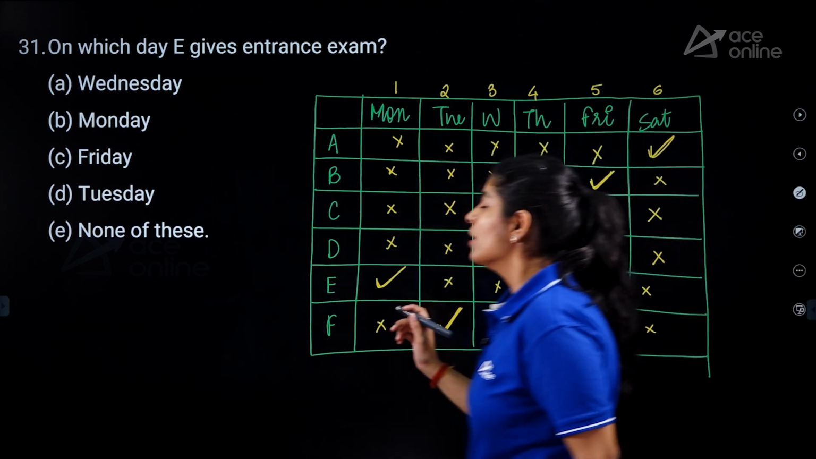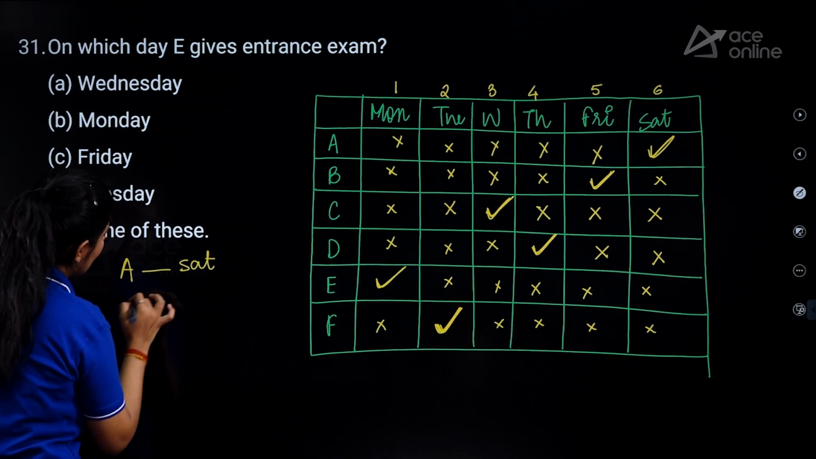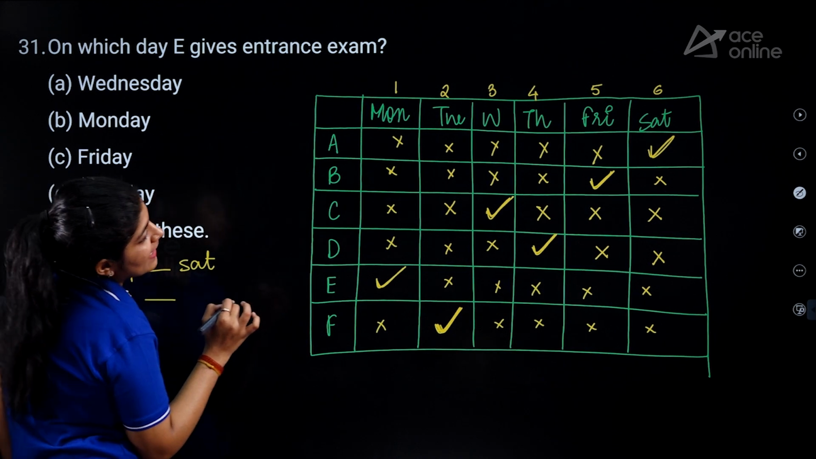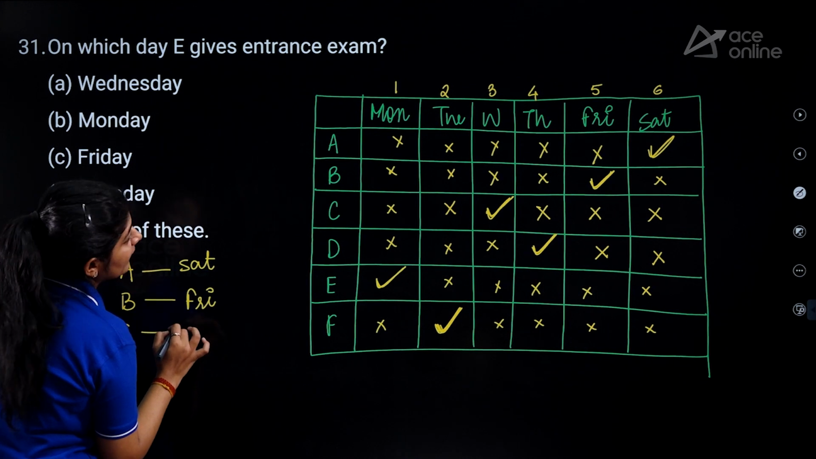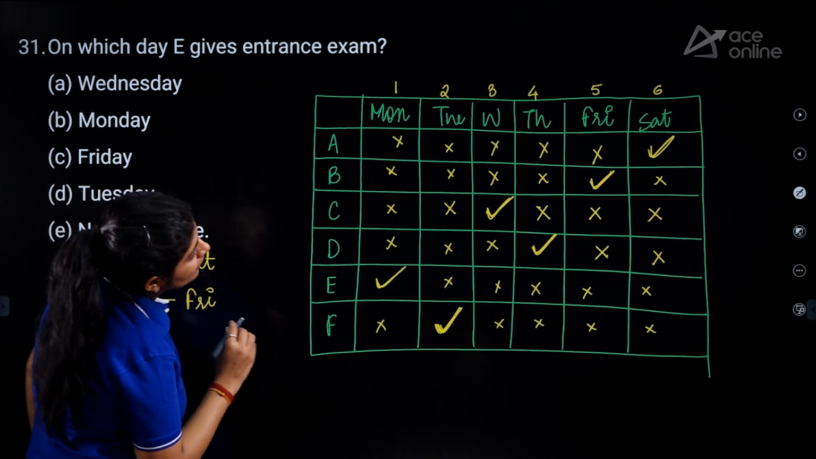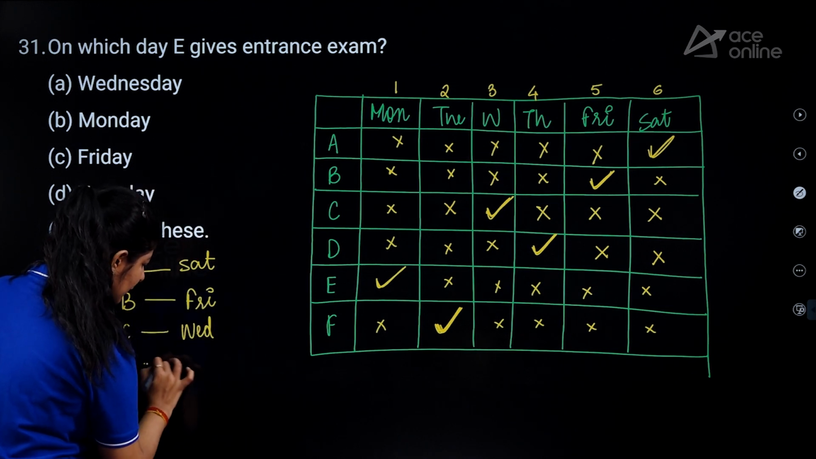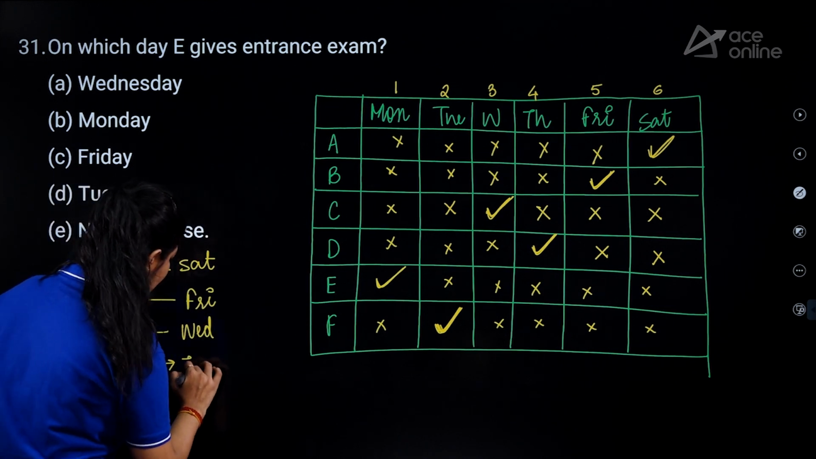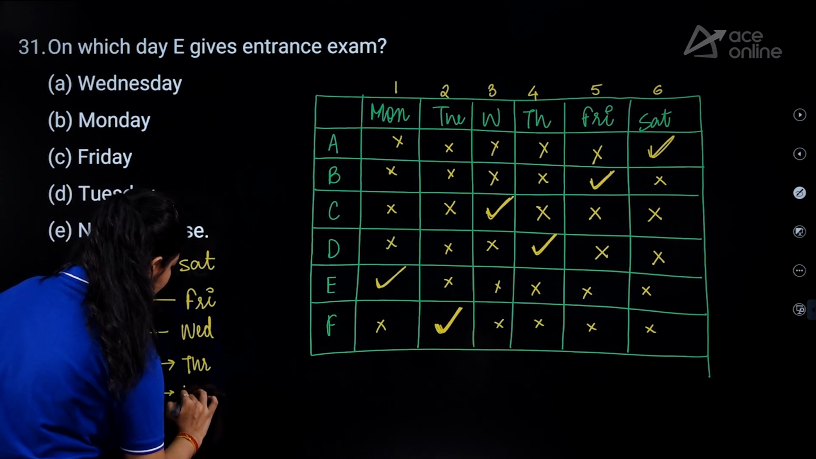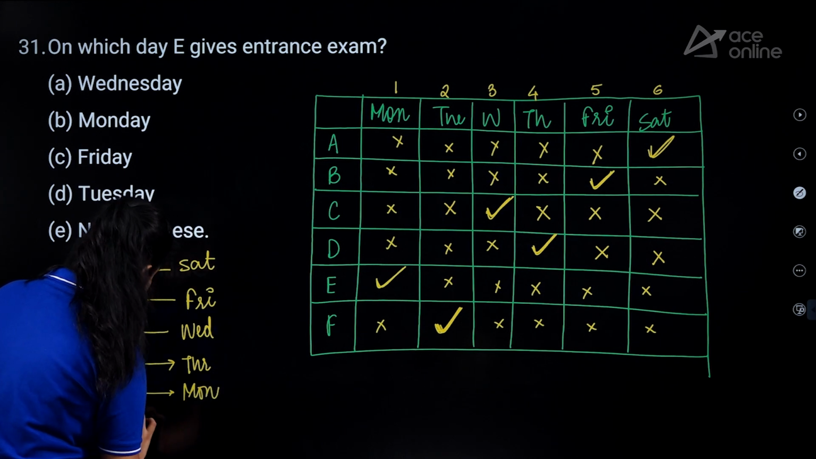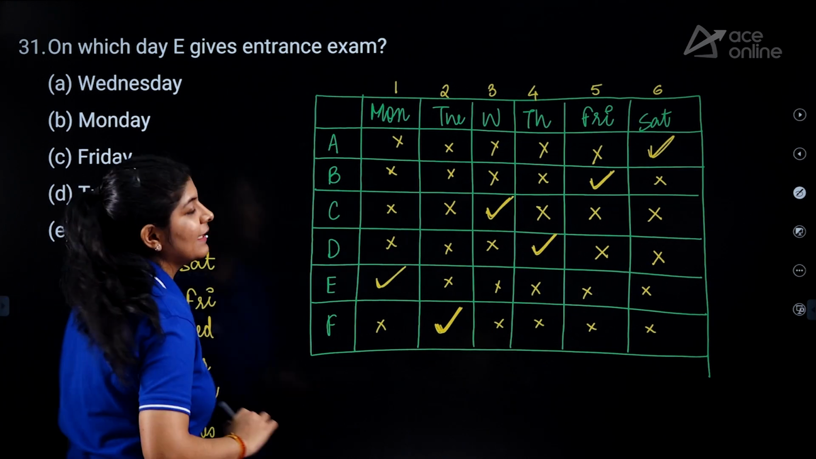So basically this is the complete chart that we are having, and I am going to write down all these over here also. A is going to give the exam on Saturday, right? B is going to give the exam on Friday, right? C is going to write the exam on Wednesday, right? D is going to give the exam on Thursday. E is going to write the exam on Monday. And F is going to write the exam on Tuesday. So this is the complete data that we are having.